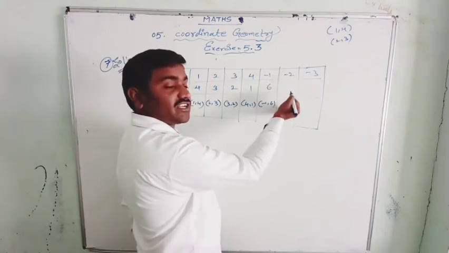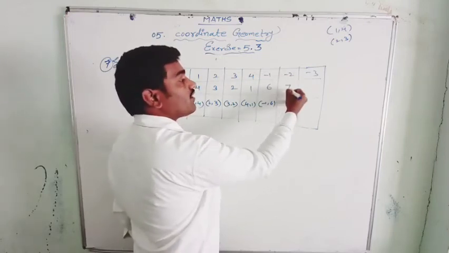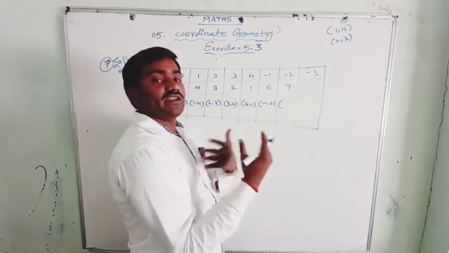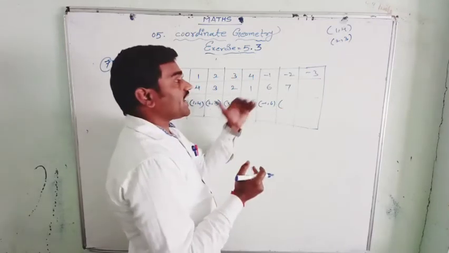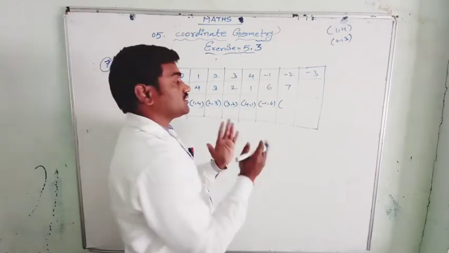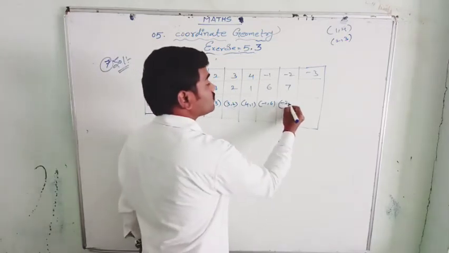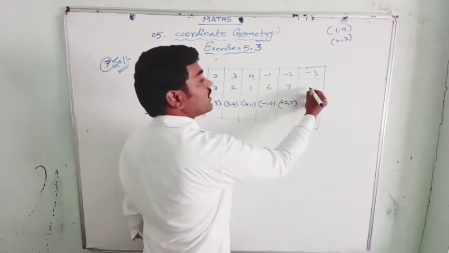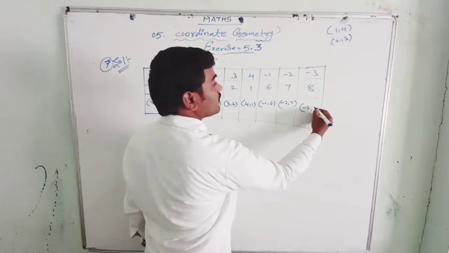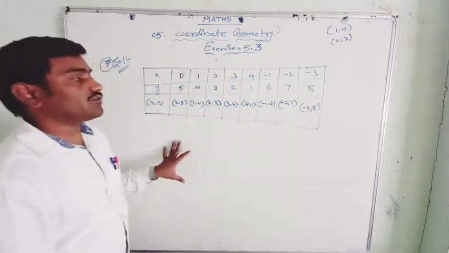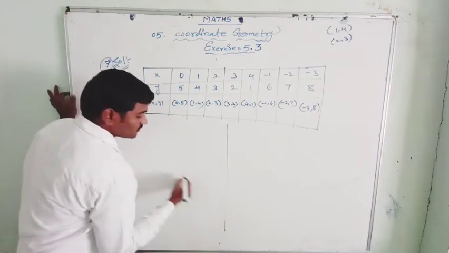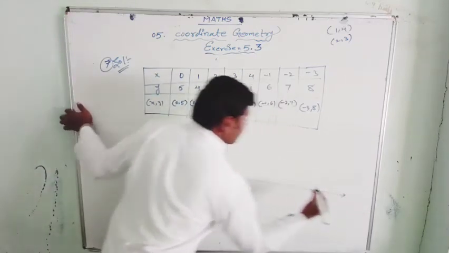Here the x value is minus 2, as we assumed, so the y value should be 7. 7 minus 2 is 5. So the sum should be equal to 5 when you add the x coordinate and y coordinate. The sum should be 5. So here (-2, 7). Similarly here you have to get 8: (-3, 8). And these are all the points we have to plot on the graph sheet. Okay, so let's go for a graph.